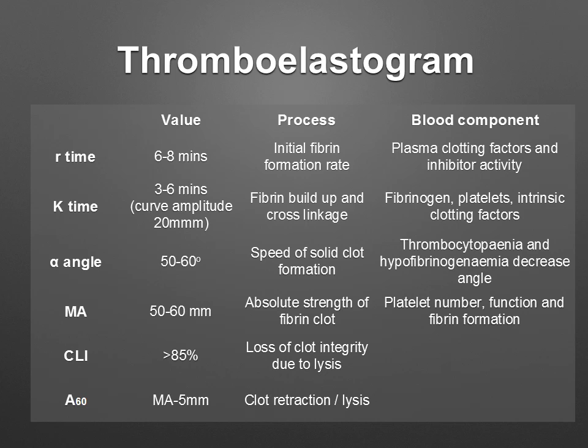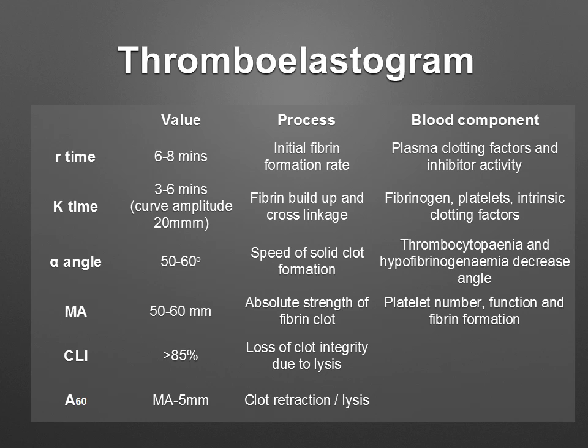The K time and the alpha angle show how that blood clot then forms up, how well the fibrin builds up and cross-links, and that's going to be dependent on fibrinogen and platelets, as well as the intrinsic clotting factors. That speed of clot formation is going to be affected by things like thrombocytopenia and low fibrinogen levels.